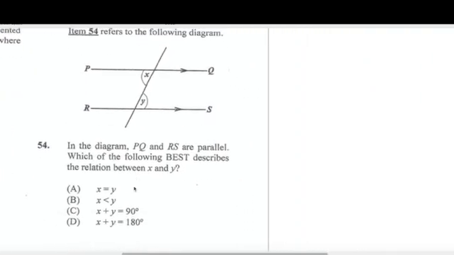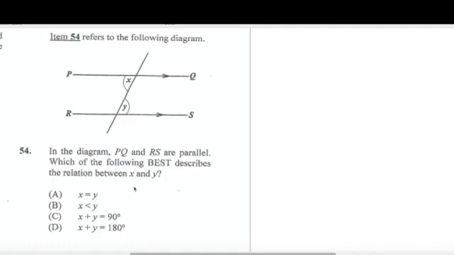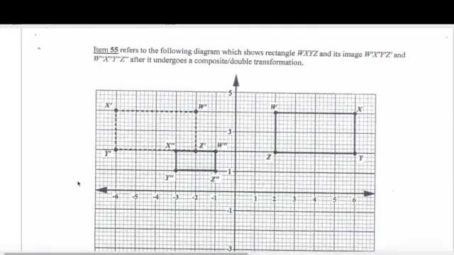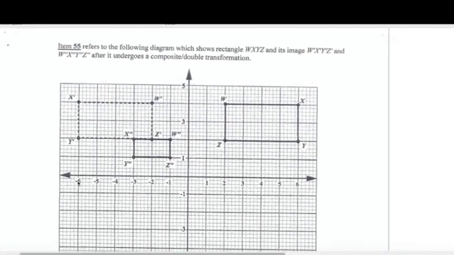Number 54 refers to the following diagram. So we see here we have parallel lines and a transversal. Which of the following best describes the relationship between x and y? Well, those are alternate angles, and alternate angles are equal. So x is equal to y there. That's number 54.